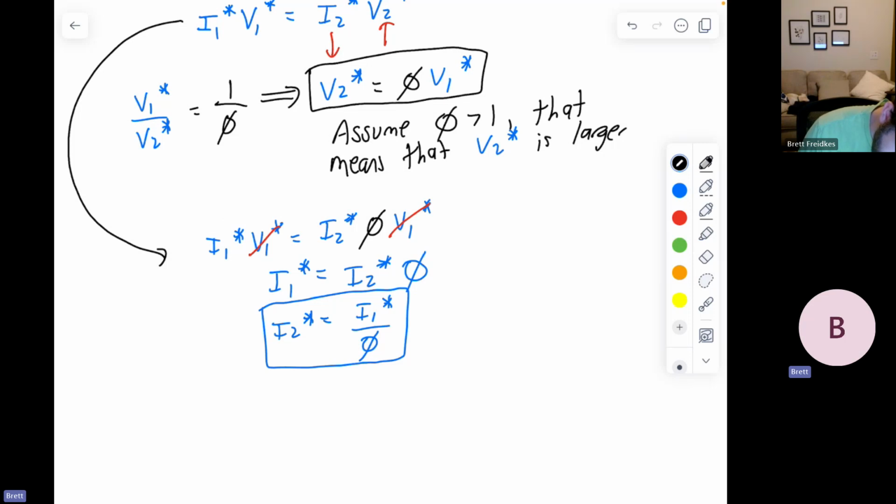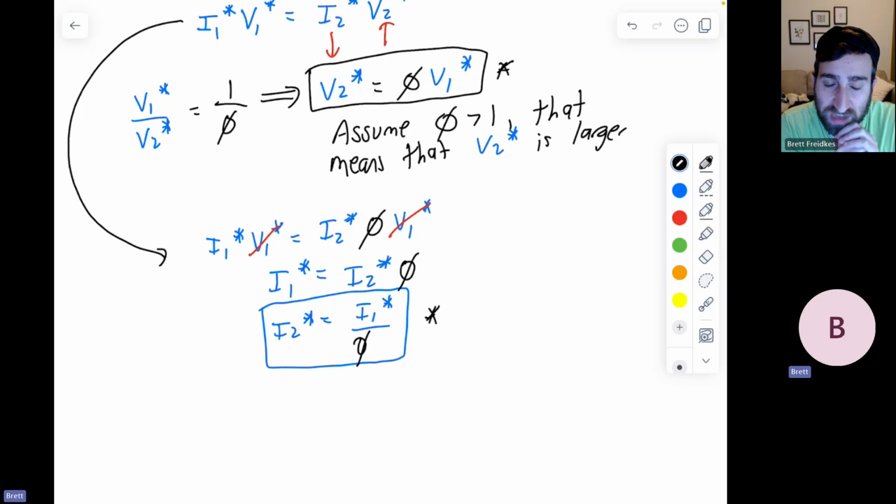So if you compare, try to get my colors right. If you compare this equation with this equation, we see that V2 star has been increased, or V1 star has been multiplied by phi to give us a larger voltage on the right side of the circuit, while I2 star is going to be smaller than I1 star. The current must have decreased because, again, we need to make sure that power conservation holds.